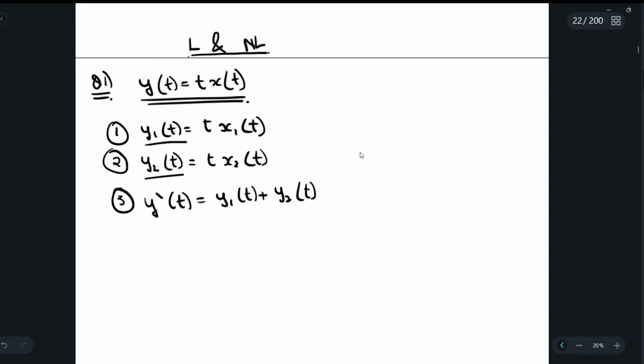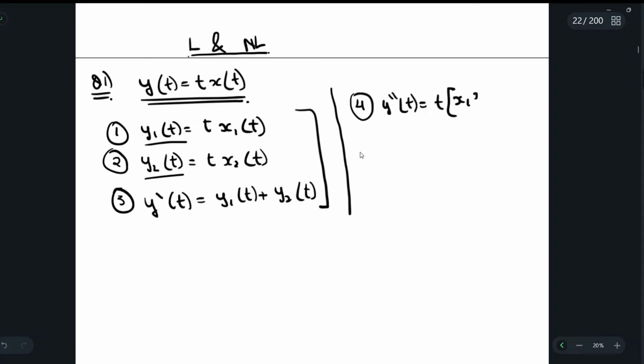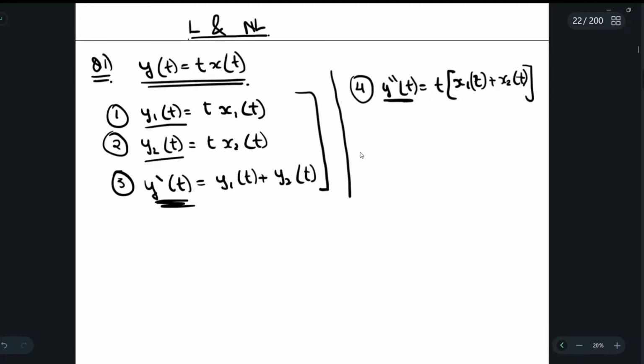Now we will move on to our fourth step, which is a little different from these three. Now what we will do is we will simply write y double dash t, and over here only we will write the sum of xt as x1t plus x2t, and this is y dash t, y double dash t. So now what we are going to do is we will compare y dash t and y double dash t.